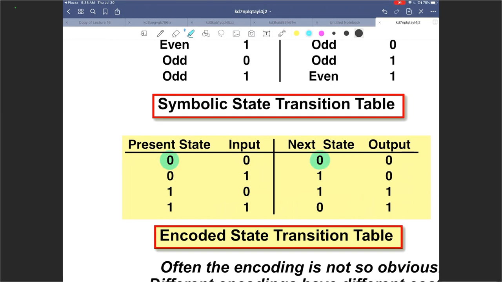And when input is 1, you are toggling. So 0 becomes a 1. The input is 0, you are not toggling. 1 stays a 1. And your last state is input is 1, which means you are toggling. 1 becomes a 0. So you're able to do this by keeping track of present state and next state.